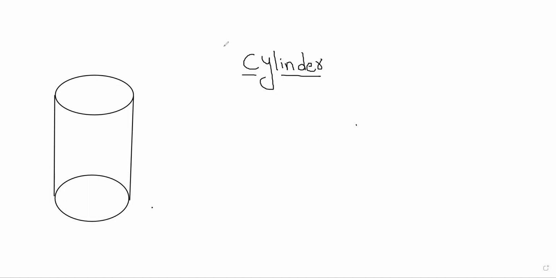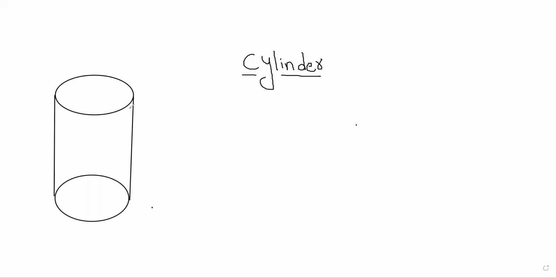So let us continue with the series of volume and surface area, where in the previous lecture we studied two shapes, that was cube and cuboid, and we studied the different formulas of cube and cuboid. So we are moving forward with the next shape, that is cylinder.